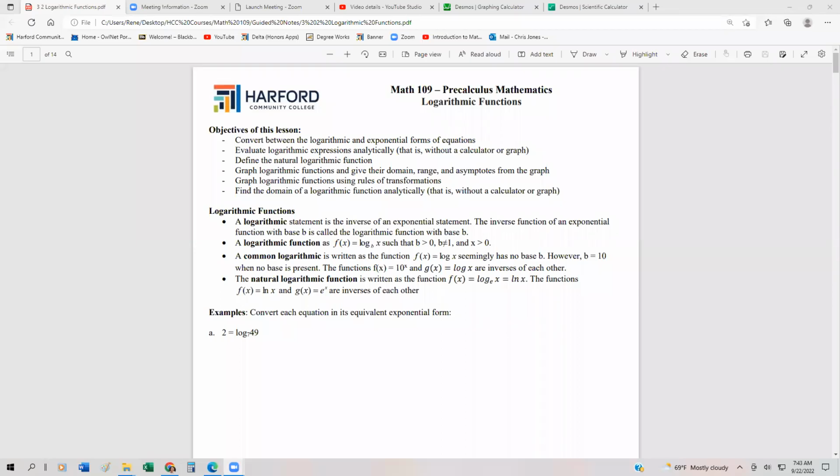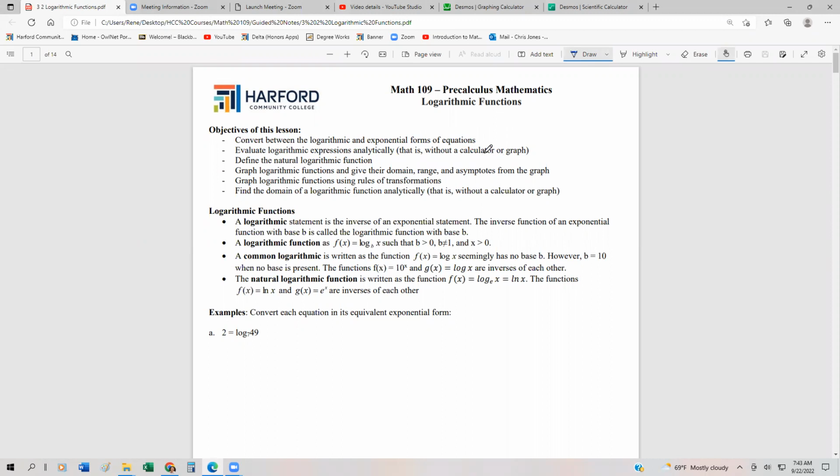In this video series, we're going to look at logarithmic functions, okay? And logarithmic functions are going to be the inverse of exponential functions. So, the objectives of this series are to convert between logarithmic and exponential forms of equations. We're going to evaluate logarithmic expressions analytically, okay?